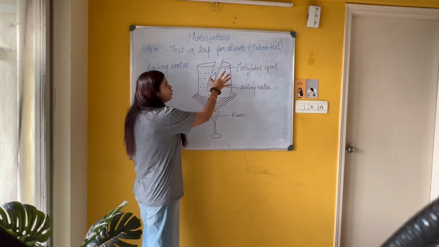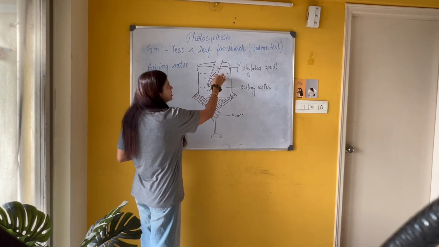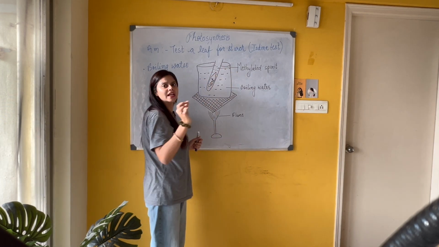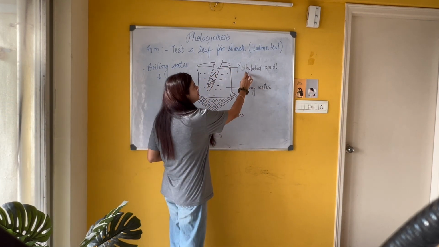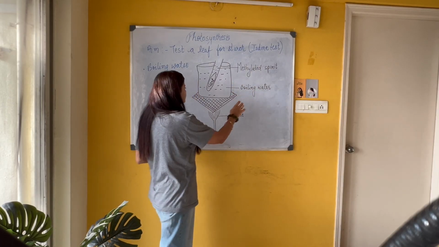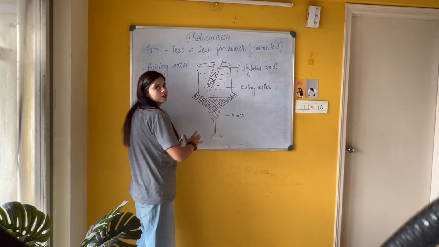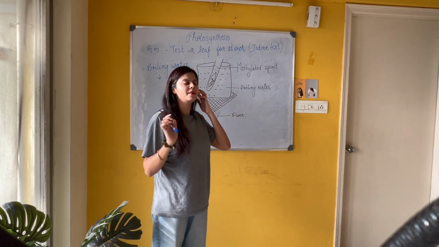A beaker full of water. In the beaker there is a test tube. In the test tube they have taken alcohol. Which alcohol? Methylated spirit. Now this is the flame. So what is the procedure for the experiment?